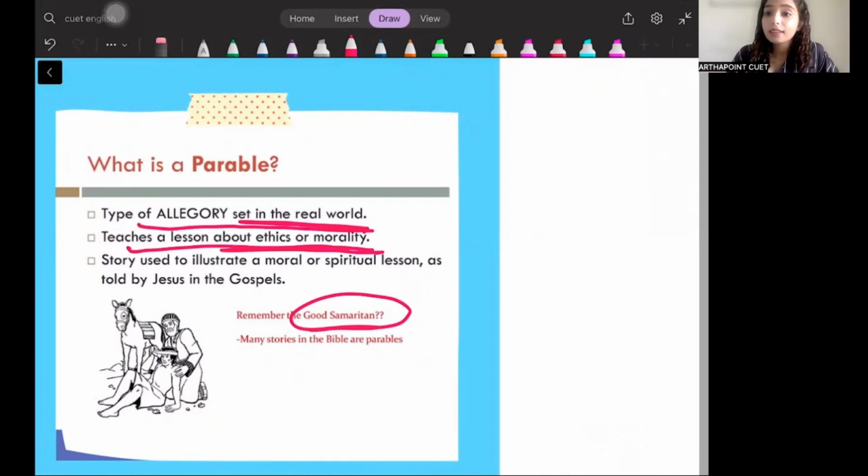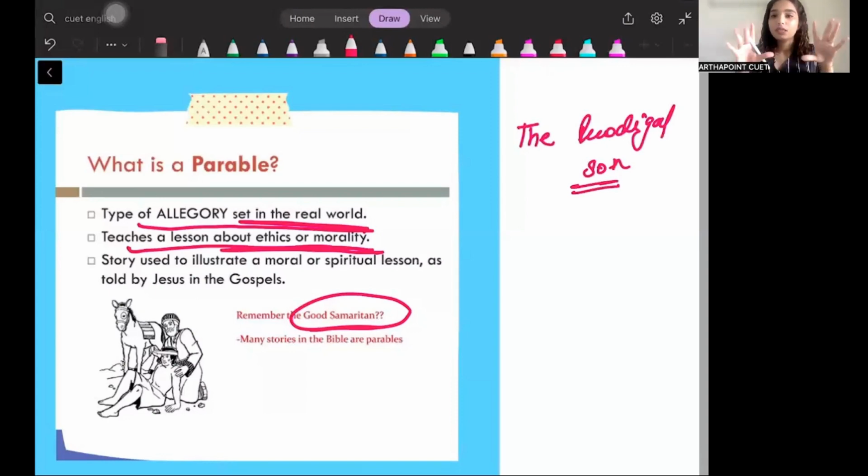Then there is another very major example of a parable, that is the prodigal son. Now, this particular parable involves a man with two sons. The youngest son asks for the inheritance and wastes it. Then he comes back to his father. He asks to work as a servant.